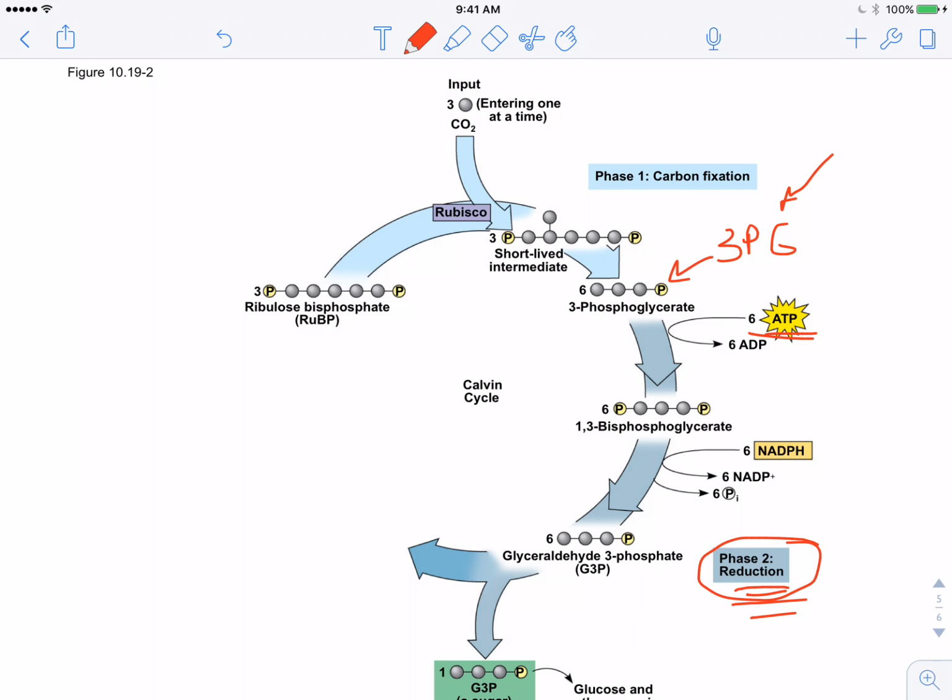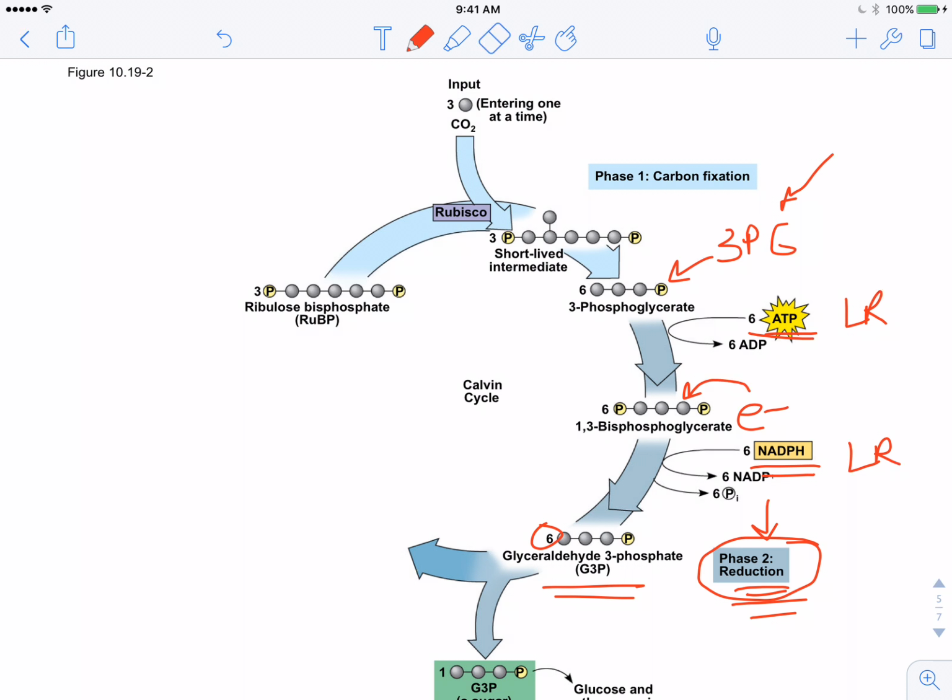So 6 ATPs from our light reactions get packed into 3-phosphoglycerate and turn it into 1,3-bisphosphoglycerate, something else you will also see in glycolysis. Then 6 NADPHs, also from the light reaction, become oxidized and they reduce 1,3-bisphosphoglycerate, a reduction. So the high energy electrons get transferred from NADPH into 1,3-bisphosphoglycerate, and the end product is 6 molecules of glyceraldehyde 3-phosphate, or G3P.